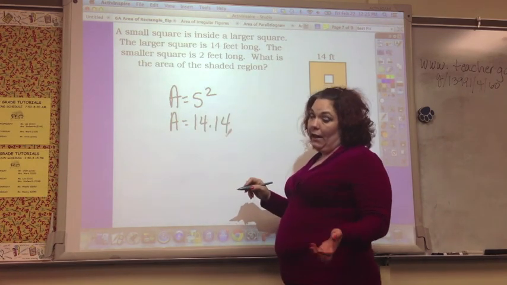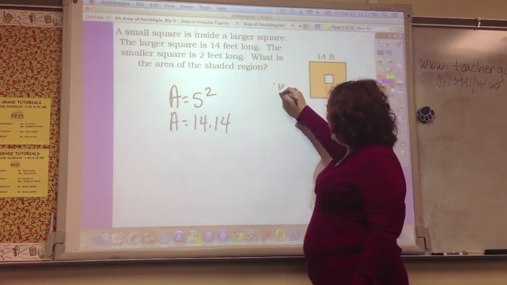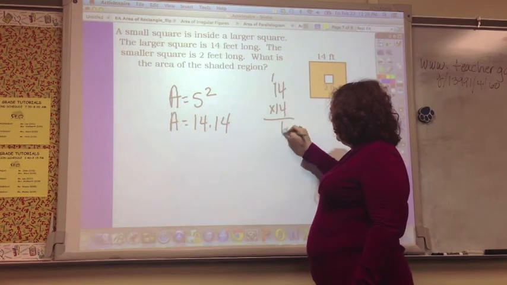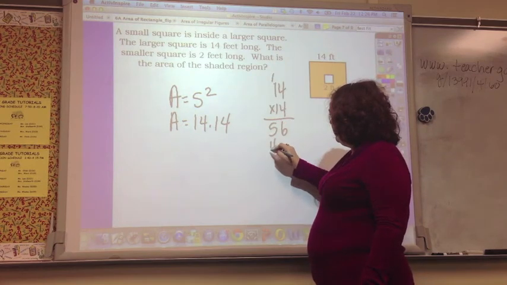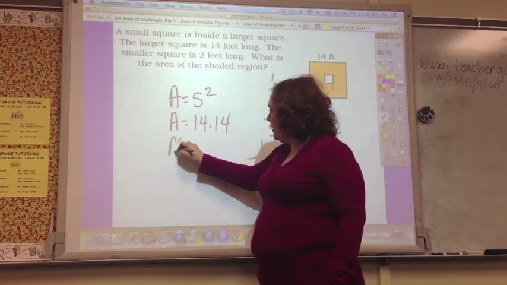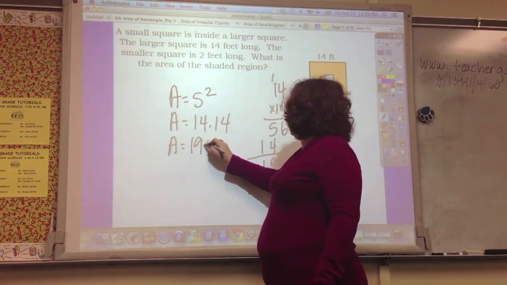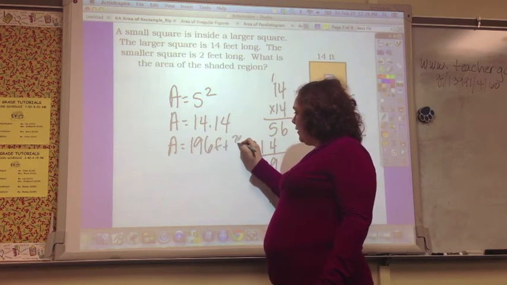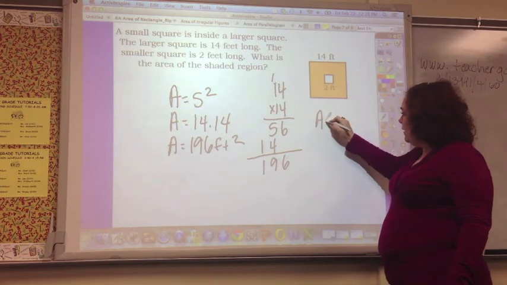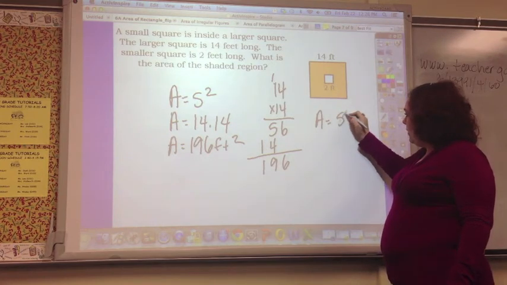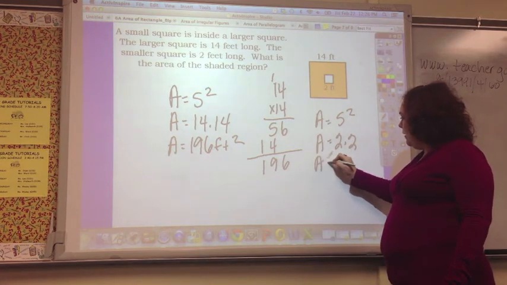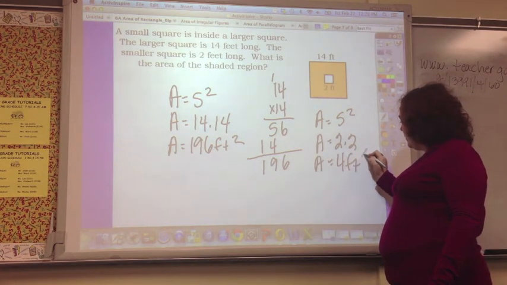And of course, again, I don't have my 14s memorized. So 14 times 14, 196. So the area of the large square is 196 feet squared. Now I have to take out the area of this one. Well, the area of this one, area equals S squared. Area equals 2 times 2. Area equals 4 feet squared.